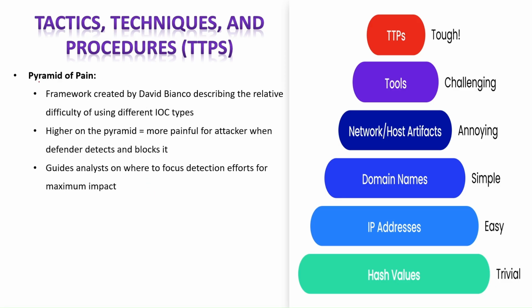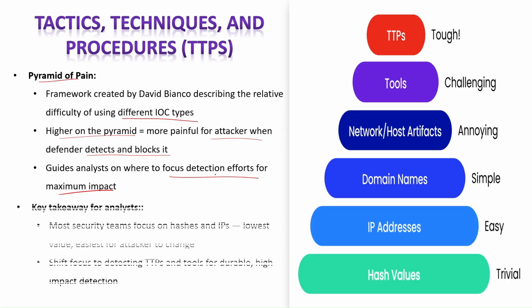Next is a pyramid of pain. So it is framework created by David Bianco describing the relative difficulty of using different indicator of compromise type. And higher on the pyramid means more painful for attacker when defender detects and blocks it. So it guides analysts on where to focus detection efforts for maximum impact.